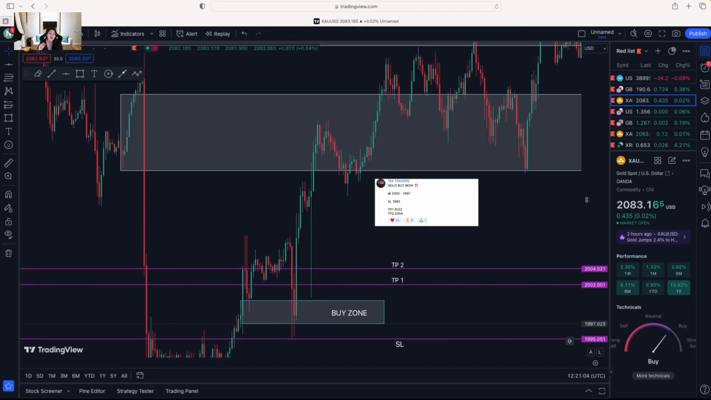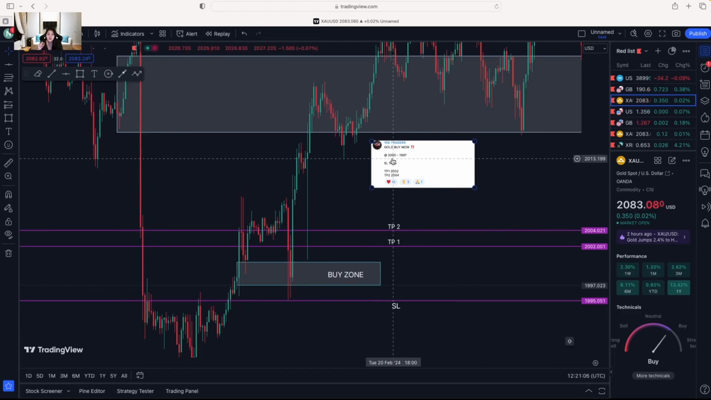Now, this is what you do. I've already given the zone 2000 to 1997, so always layer in the zone. Do not layer outside the zone. Let's say you've missed the notification. I shared the signal and you see the price at 2000 or 2001. Do not enter. Be patient. Wait for the price to come back into the zone, then you can layer. If you miss a setup, don't worry. There's going to be a lot more for you.